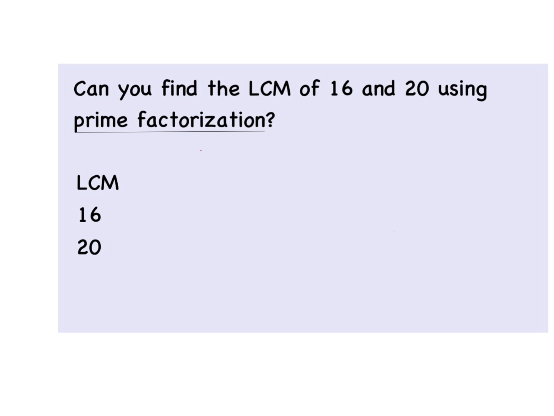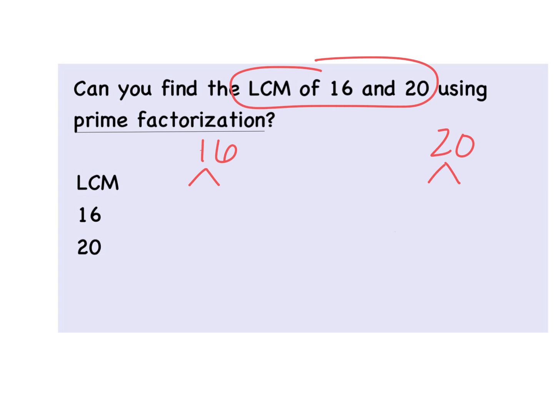Another method that I want you to practice is using prime factorization to find the LCM of two numbers. So if we're going to find the LCM of 16 and 20, we can use prime factorization. So we can take 16 and we can take 20 and find the prime factorization of both of them. So 16, I know 4 times 4 equals 16. Neither of those are prime, so I'm going to keep going. 2 times 2, both of those are prime. 2 times 2. Both of those are prime.